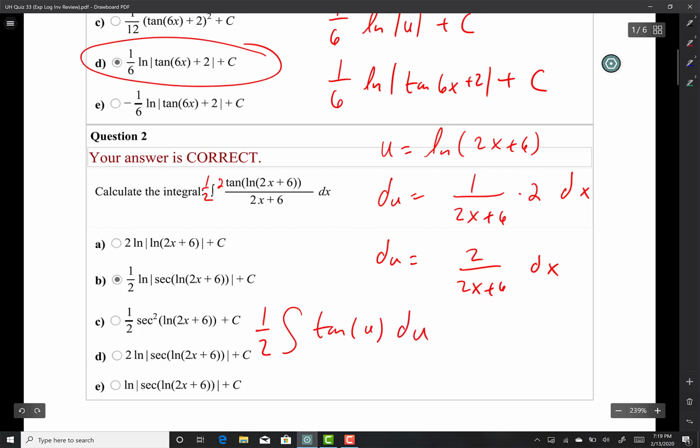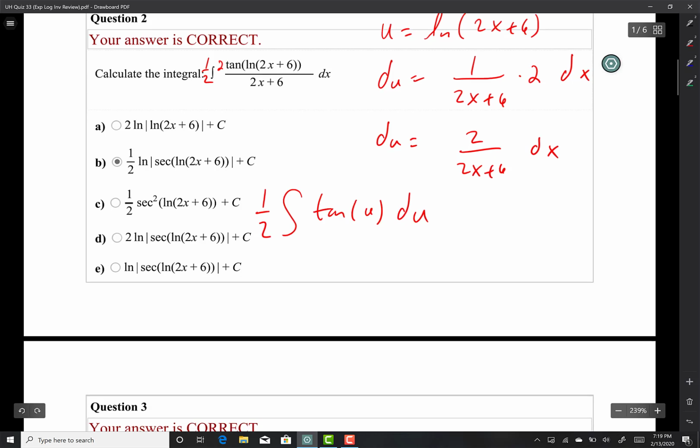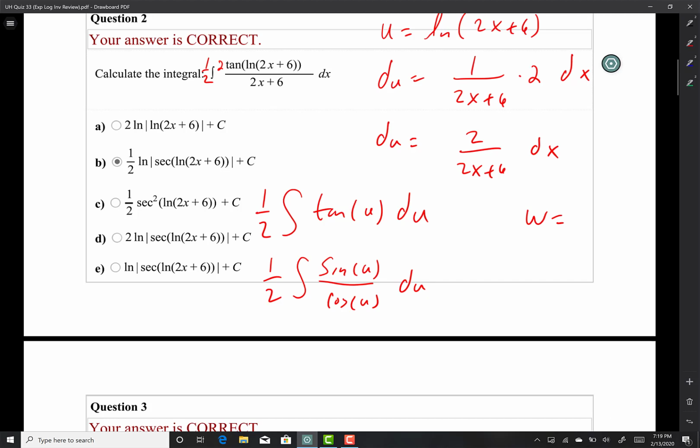And I know what you're thinking. You're thinking, all right, Chavez, now I'm here. Now what? We're going to do another u sub. Let's rewrite this as sine of u over cosine of u du. And I'm going to say that w equals cosine of u. So then that means that dw equals negative sine u du.